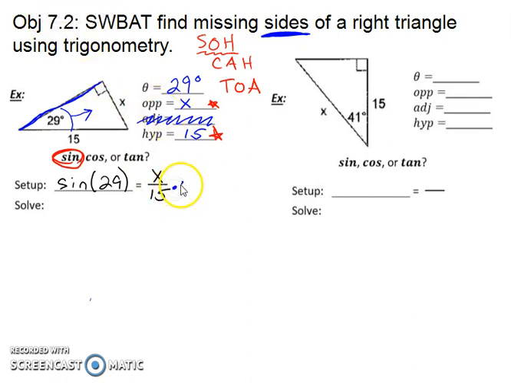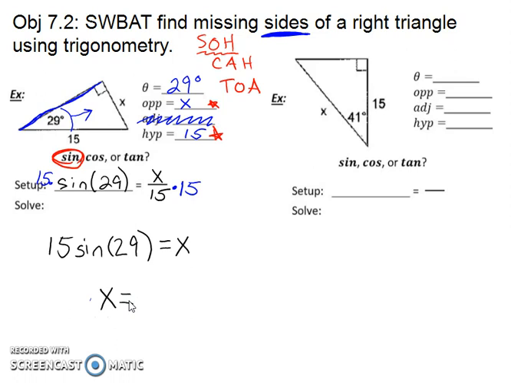Now I'm going to show this step right here, but probably in the long run you're not going to show it. Times 15, times 15. So what that gives us is 15 sine of 29. And we usually write that multiplied number in front and not in back, is equal to x. The 15 and the divide by 15 cancel each other out. So we're actually done with the solving part because x is by itself. The only thing we need to do is to type this into a calculator, and that will give us exactly what x is. So I'm grabbing my calculator right now.